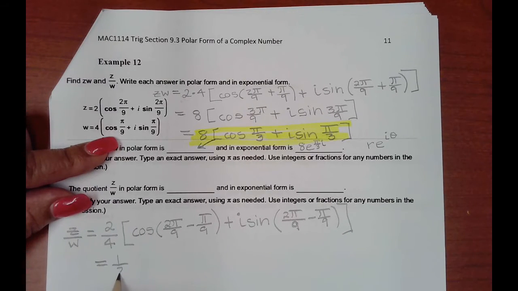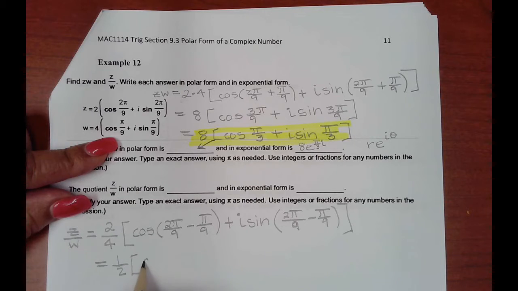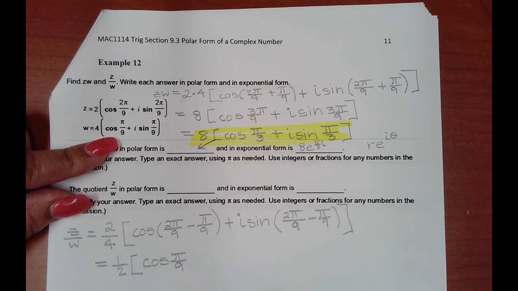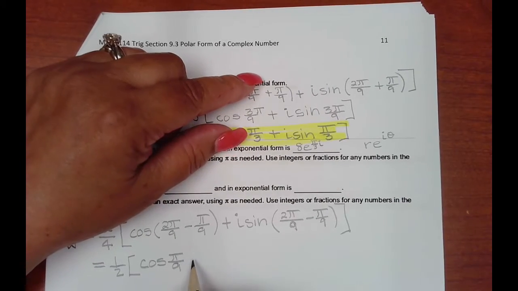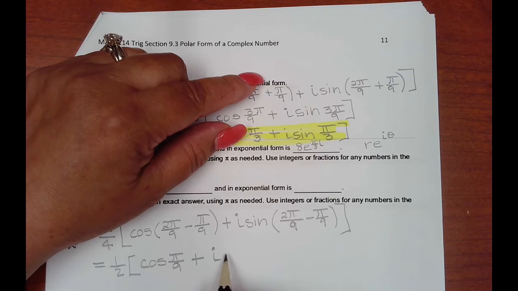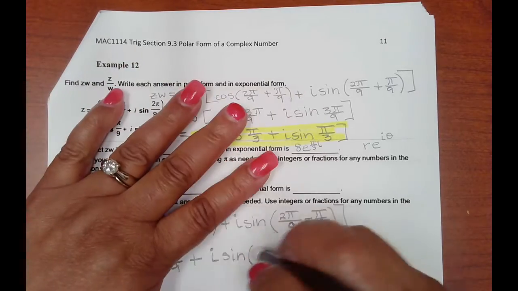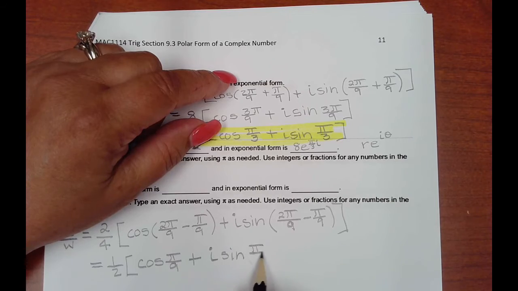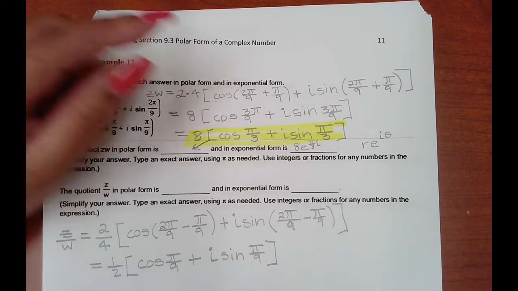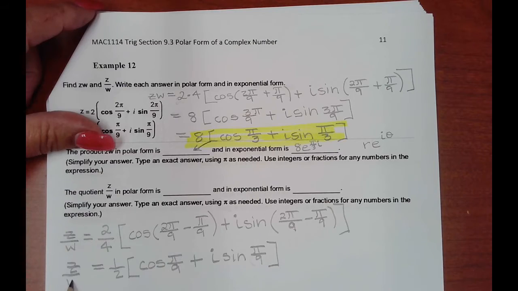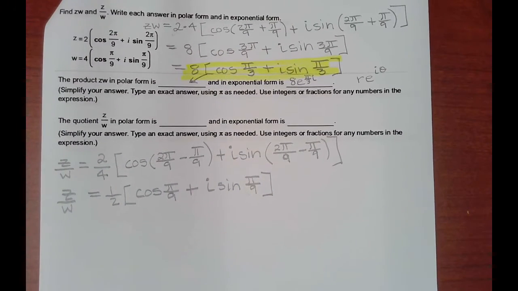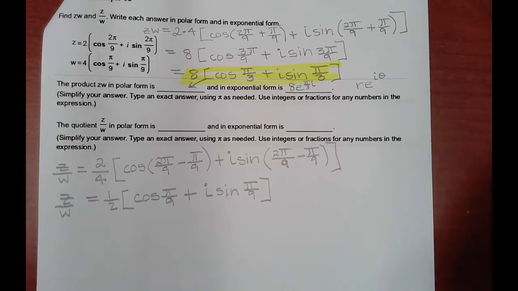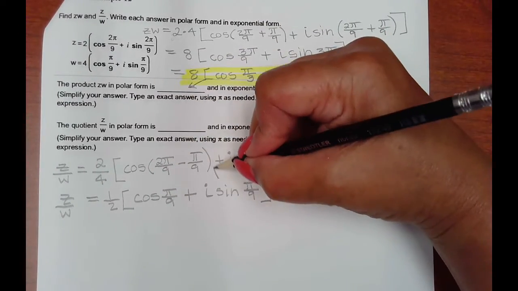Okay, so this will be 1/2. The cosine term will be 2/9 minus 1/9, or just 1/9. And if that's what you're getting on your cosine term, then you're also getting that on your sine term. I actually need a parenthesis, I guess. Okay, so this will just be pi over 9. Okay, and that is the quotient in straight polar form. If you're asked, so all of this would go right in here.